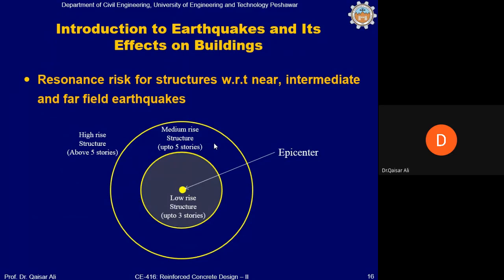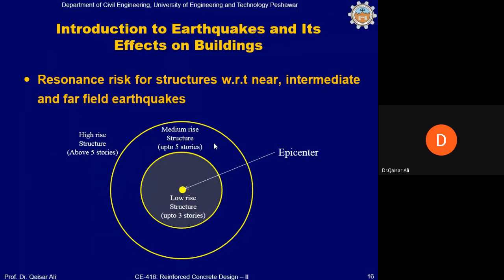So low-rise structures will be susceptible to more damage if they are located in the near field region than the high-rise structures. However, it does not mean that high-rise structures will always be safe in the near field region. The occurrence and non-occurrence of resonance does not necessarily mean that low-rise structures will always collapse and high-rise structures will always be safe.